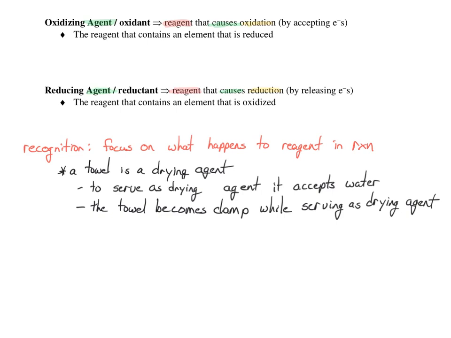Let's consider an example. A towel is often used as a drying agent. You take a shower in the morning, you grab your towel to dry yourself off. To serve as this drying agent, it accepts water. So it accepts water off your body, and once you use it, the towel becomes damp. It becomes damp while allowing itself to serve as a drying agent and accepting the water.